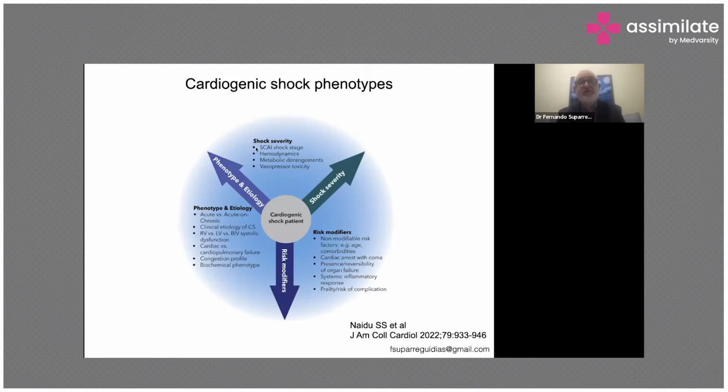it's very important to identify the shock stage and recognize the impairment in the hemodynamics and mainly the metabolic derangements. And as I told before, the production of lactate by anaerobic metabolism. And we must, I think, pay attention to the toxicity of vasopressor support. These patients do not tolerate high doses for a long time without a new myocardial injury in cardiogenic shock.